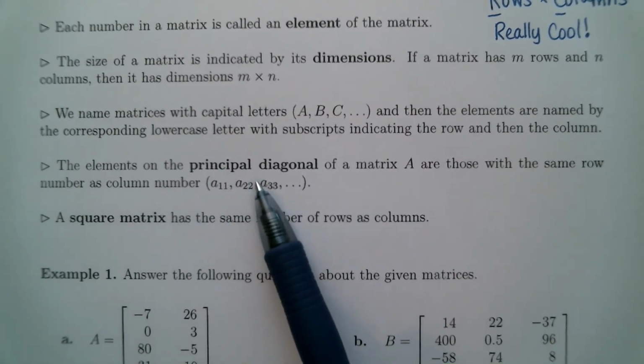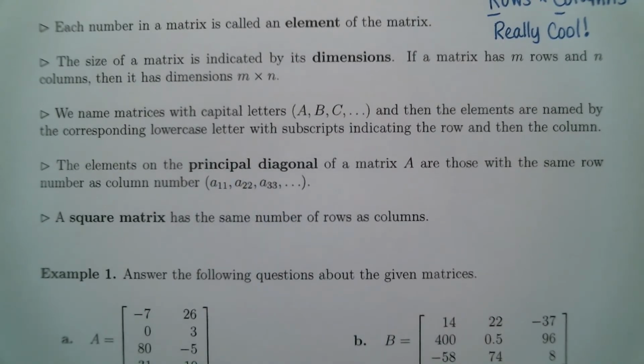There's something called the principal diagonal. The elements on the principal diagonal of a matrix A are those with the same row number as column number. So for example, the number in the first row, first column would be a principal diagonal element because it has the same row number as column number. Or the number in the second row, second column, or the third row, third column, and so on.